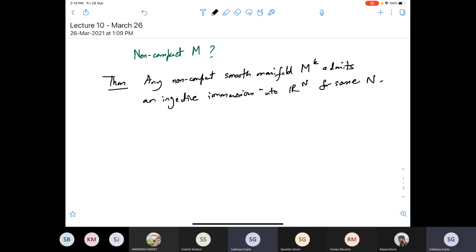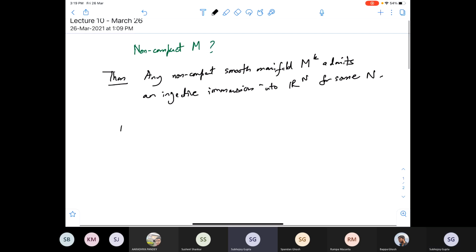And then we'll try to get it down to 2k plus 1, and in fact prove that there is an embedding. That's what we are after. Once we prove this, we can get it down to 2k plus 1 because of what we just proved, which doesn't care about whether the manifold is compact or not. So you can just apply the same argument to reduce the dimension of the target by 1 each time, as long as it is bigger than 2k plus 1. So you have to stop at 2k plus 1.